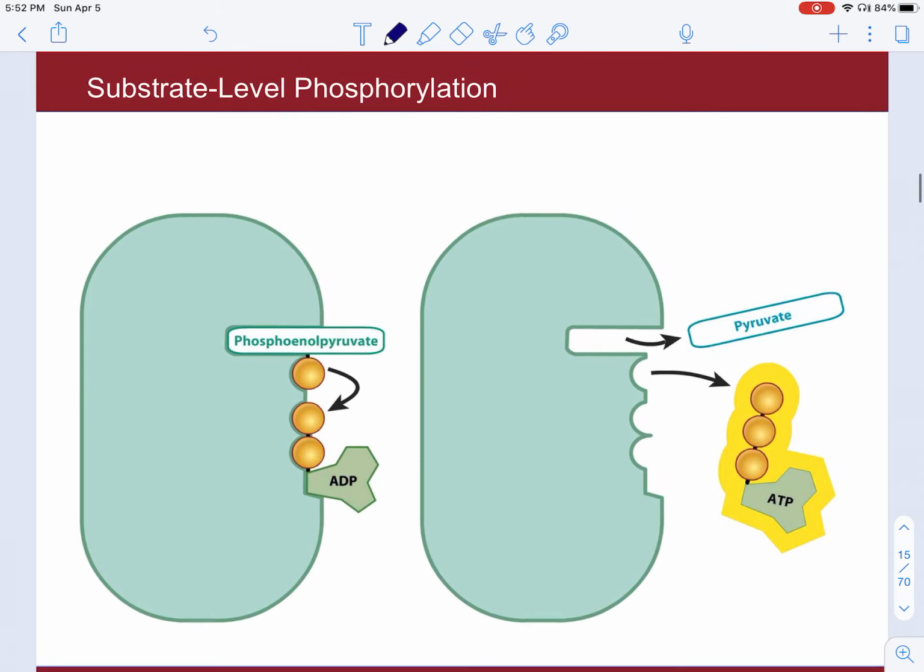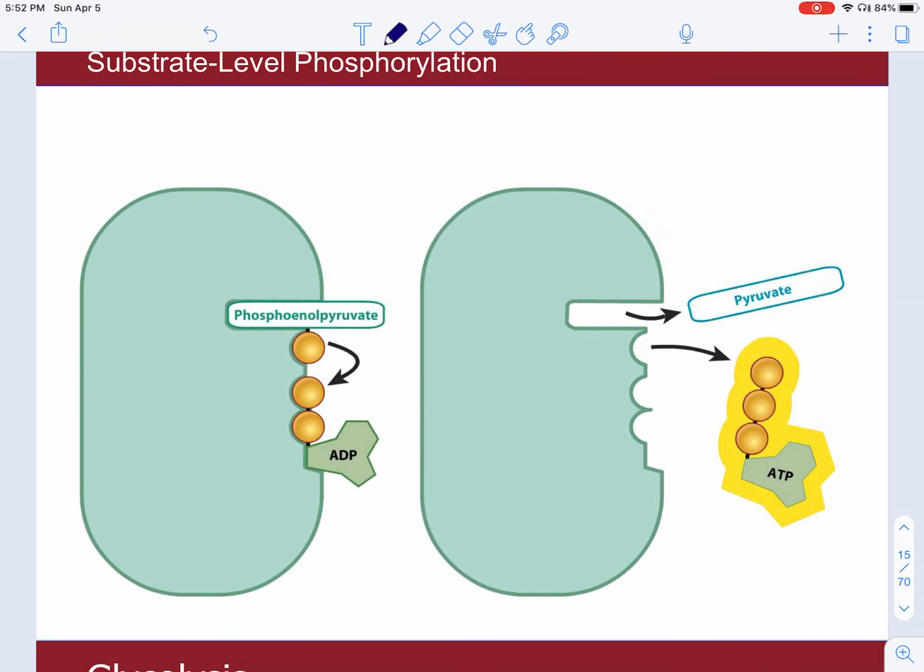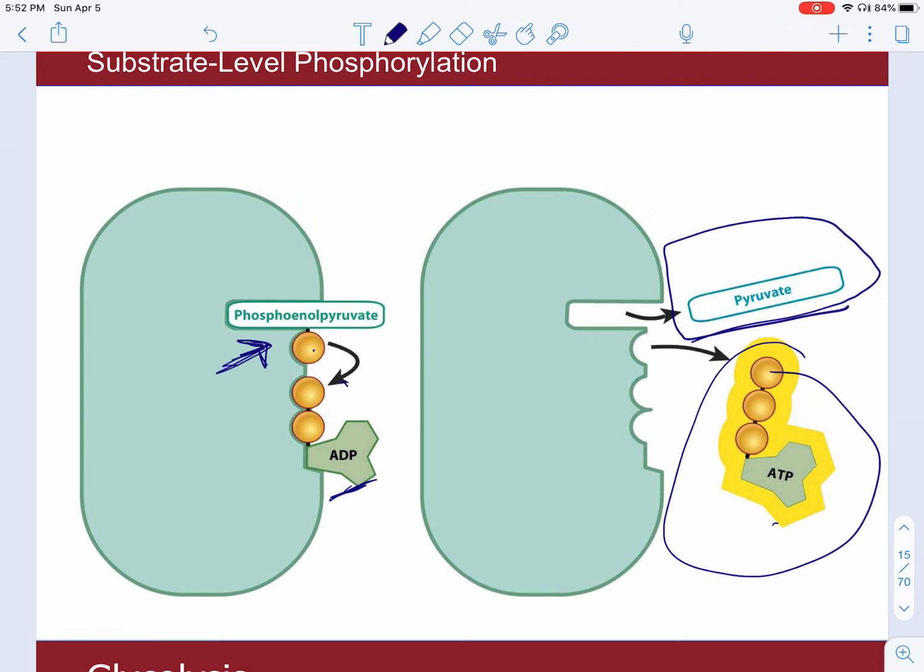And so this is substrate level phosphorylation, and as we said here, this is the enzyme pyruvate kinase that binds to ADP and one of the intermediates of the glycolytic pathway, phosphoenolpyruvate or PEP, and the phosphate is transferred from the PEP to the ADP to form ATP, and then pyruvate comes out as a result of that.